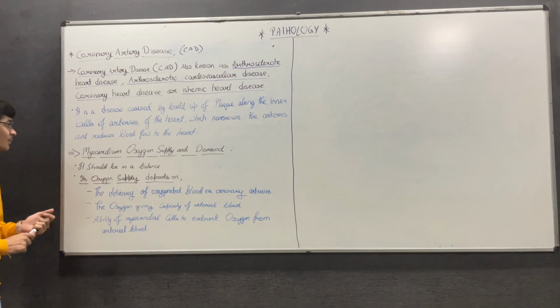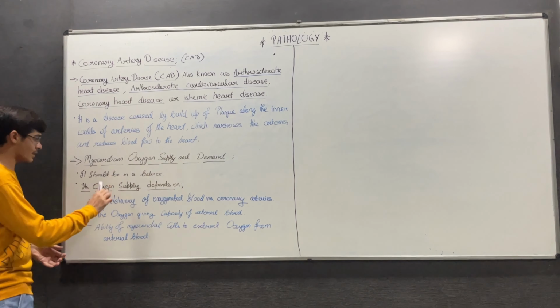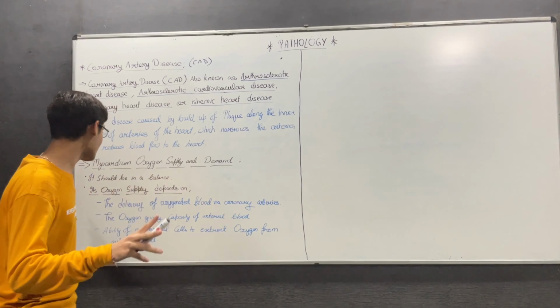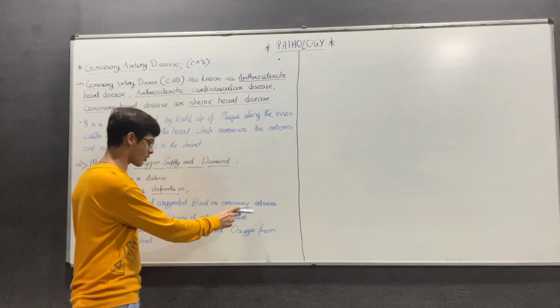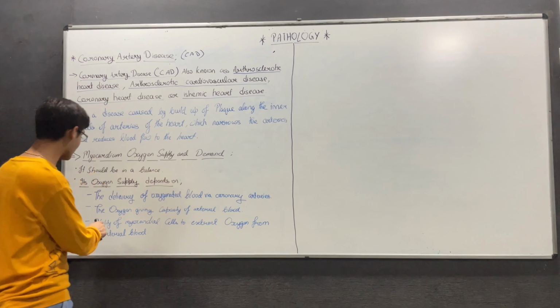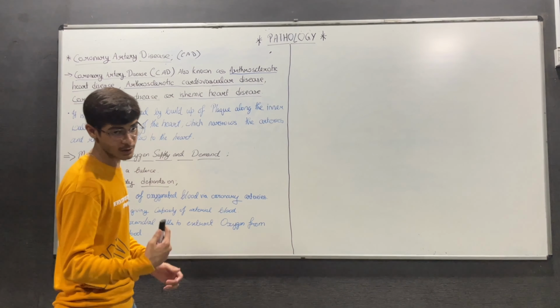So now let's see the myocardial oxygen supply and demand. It should be in balance first of all, and the oxygen supply depends on three main features. The three main features are the delivery of oxygenated blood in coronary arteries, the oxygen carrying capacity of the arterial blood, and third is the ability of myocardial cells to extract oxygen from the arterial blood.